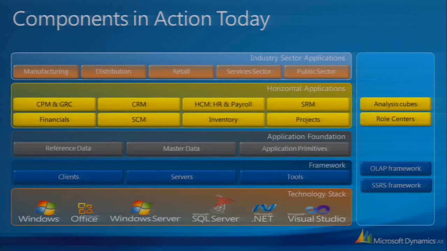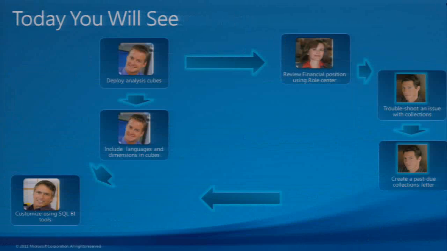Components in action today include the following, a very brief overview. On the application layer, we have the analysis cubes that we want to highlight. We want to talk a little bit about the role centers. And those work with and interact with the OLAP, the Online Analytical Processing Framework, and the SSRS framework below that. This graphically represents the demonstrations that we want to do today. There are 5 demos we're going to do.